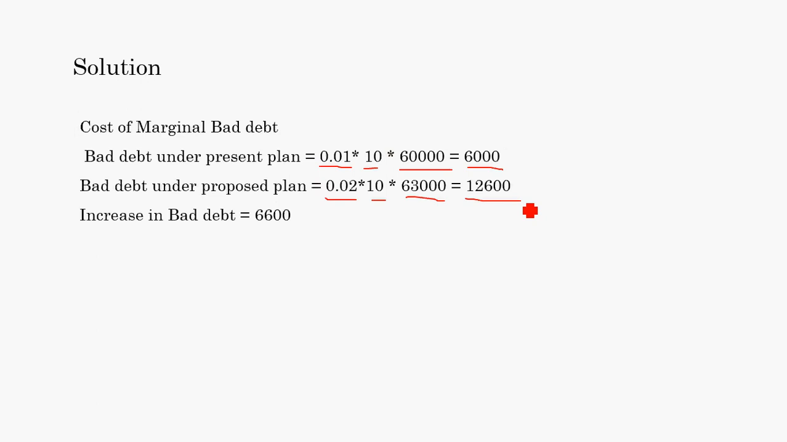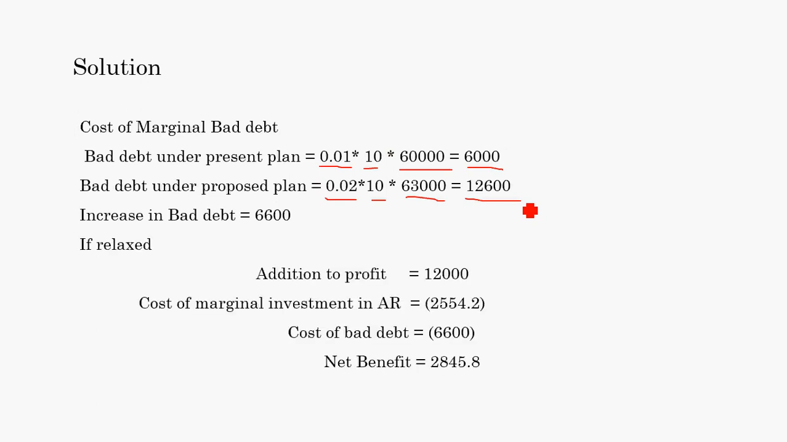So the bad debt is going to increase by 6,600. Now let's look at the net effect of this. The addition to the profit was 12,000. The cost of marginal investment in account receivable was 2,554, and the cost of bad debt was 6,600.